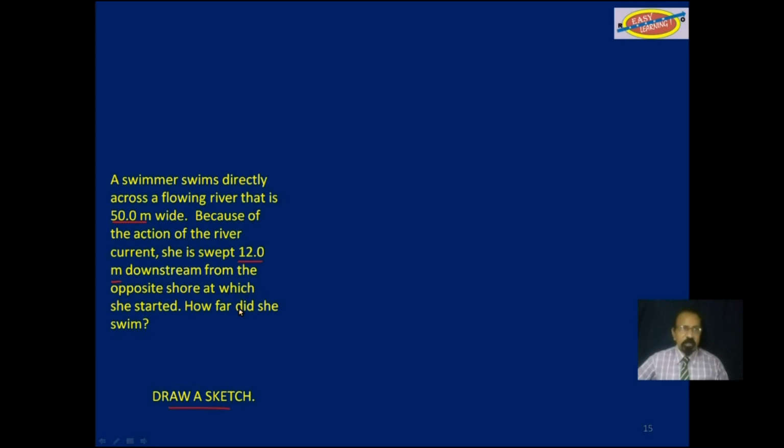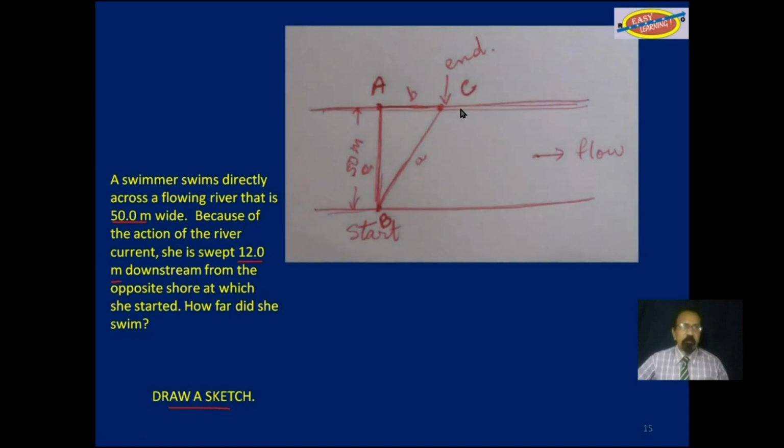Well, we need to draw a sketch which will look like this. This is the river here. The water is flowing in that direction. She starts out at B here, intending to go to A, but this current pushes her slightly off track. She ends up at C, and the distance from here to there is 12 meters.